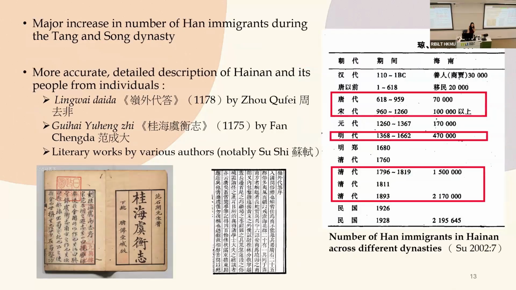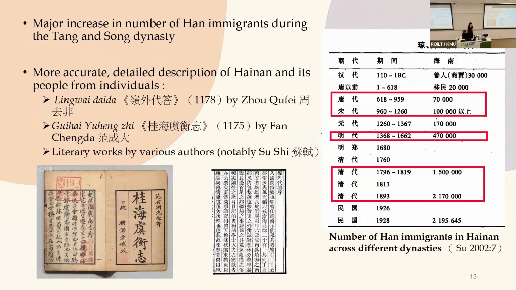And as the Chinese regime in Hainan became more and more efficacious during the Tang and Song dynasties, there came a boom in the number of Han immigrants as well. So Han immigrants continued to flood in during the following dynasties. As a result, indigenous people in Hainan were forced to adapt to cohabitation and to larger scale social interaction with the incoming Han Chinese immigrants.